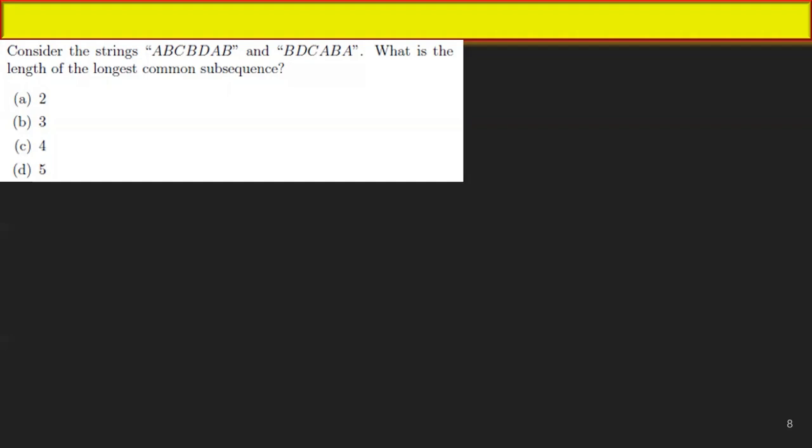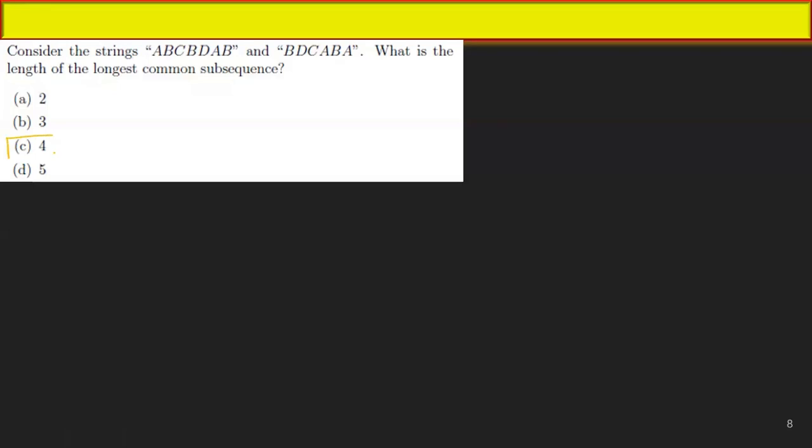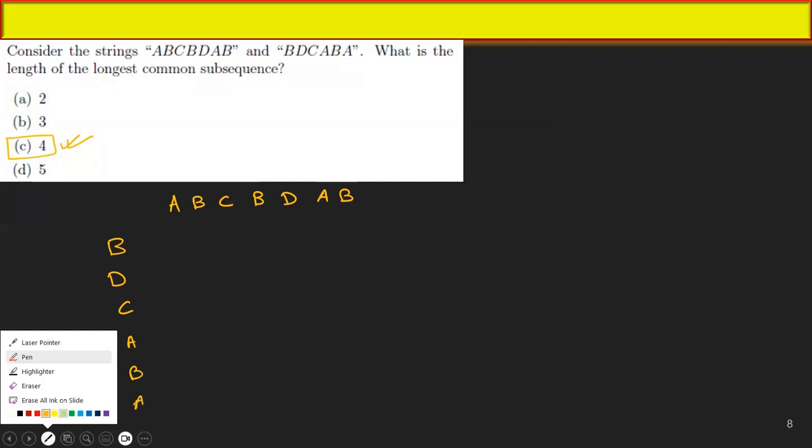What is the answer now for this? Okay, so C is the answer. 4 is the answer. Very, very simple one. Let us take the first string ABC, BD, AB, and here BDC, ABA. Now what will happen?